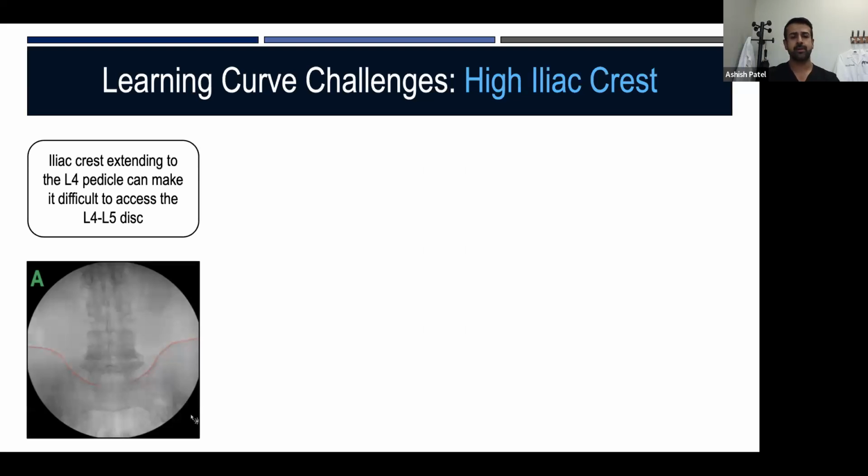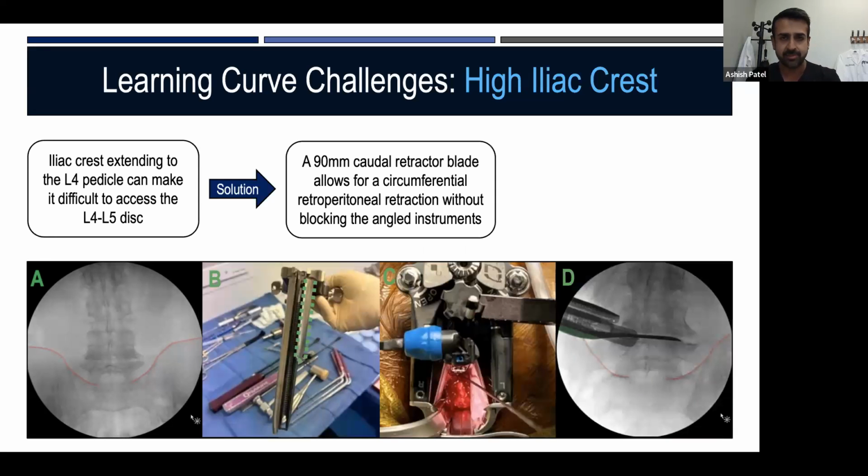And so that brings us to our next trick. Anytime we had an iliac crest that extended higher into the L4 vertebra, we had some difficulty accessing the disc space. So we'd use a 90 millimeter caudal retractor blade. The reason we used 90 was because it still had that little extended piece of metal where we could place the anterior retractor on.